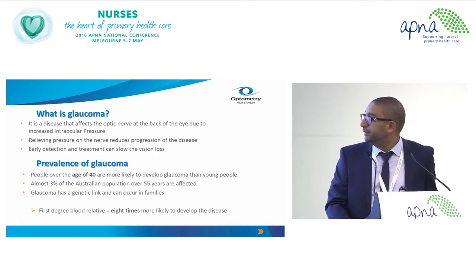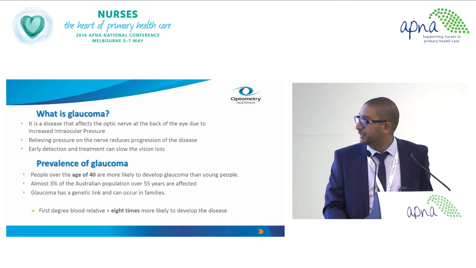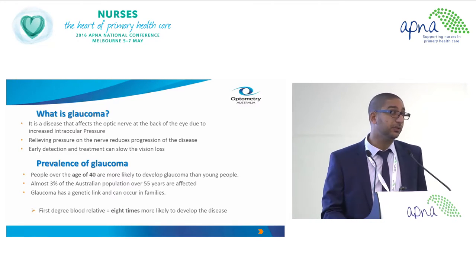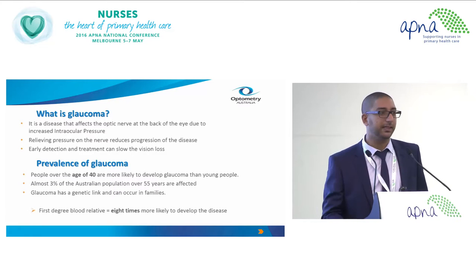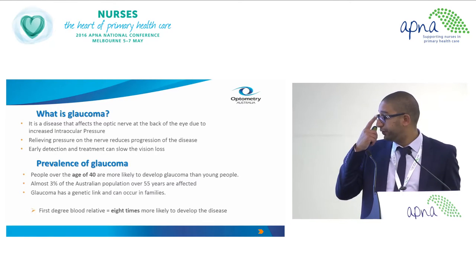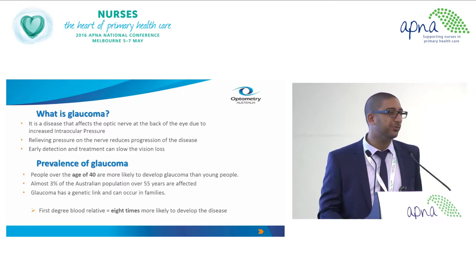People over the age of 40, 3% of the population again, and genetic links are huge in glaucoma. So as soon as somebody says, I have a brother or a sister or a father or mother, we go, you're at serious risk, and make sure that all your siblings and all your family members get checked as well. Can't stop it. If they're going to get it, they're going to get it. We can't help that, but we can actually treat it. And like I said at the beginning of today, it's like hypertension in that if they're taking their medication for years and years and years, they'll be okay. First degree relative, 8 times more likely to develop glaucoma. Sad news.